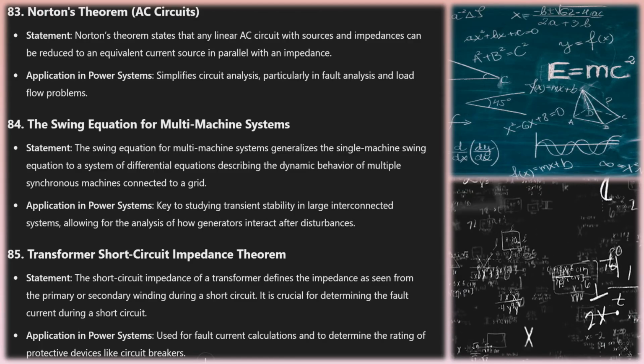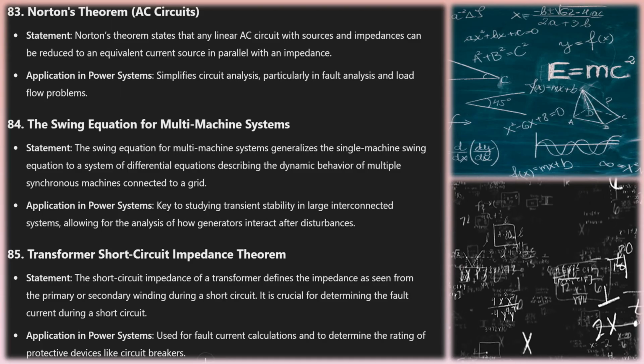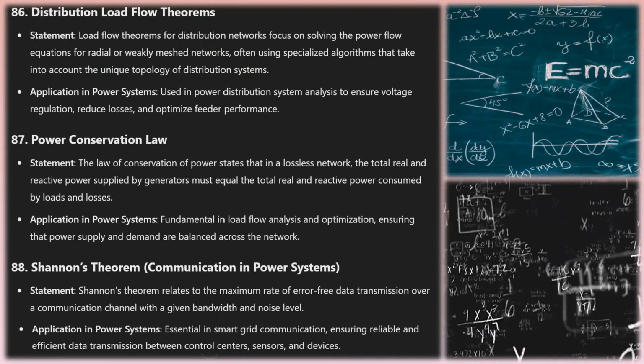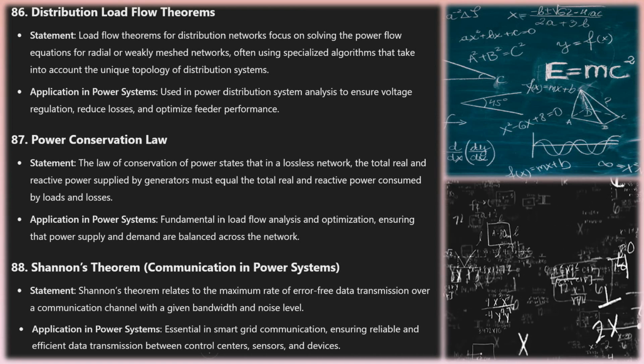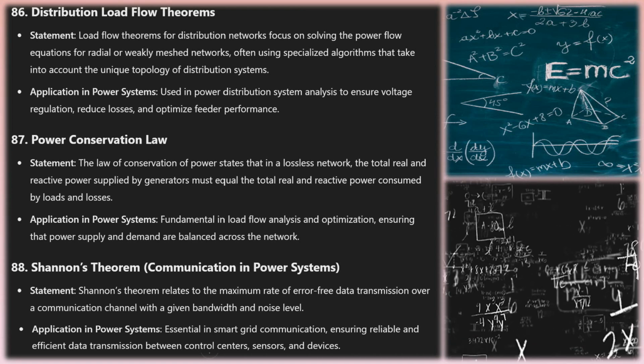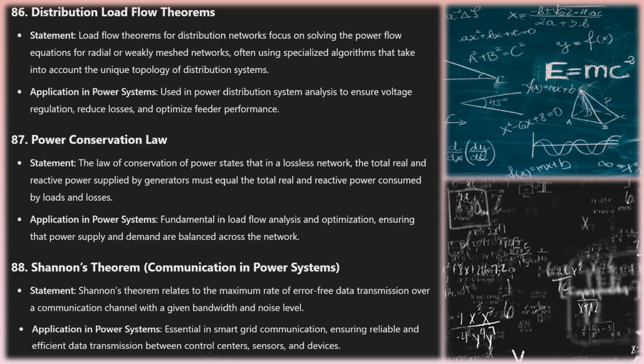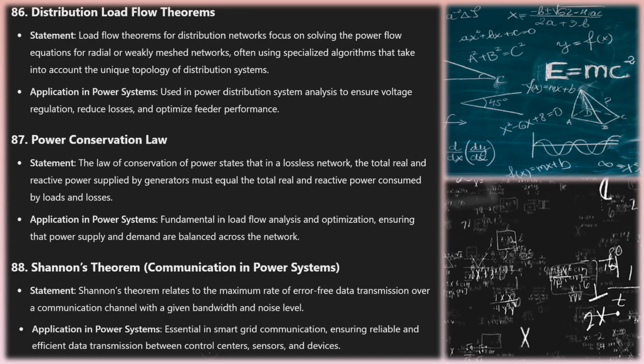Ziegler-Nichols tuning method, a method used to tune PID controllers by setting proportional, integral, and derivative gains based on a step response. Application in power systems: used in tuning controllers for power system elements like automatic voltage regulators (AVRs) and turbine governor systems.